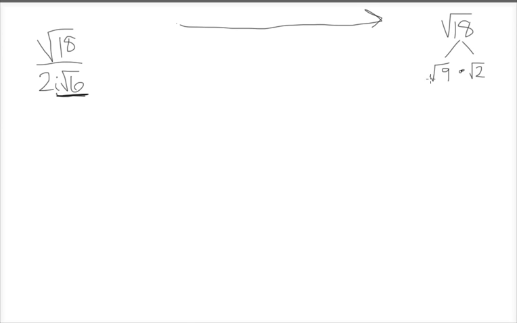The reason why we do that is because by using a perfect square, we're able to immediately get a whole number. So in this case, the square root of 9 is equal to 3. And then in this particular case, we have root 2 left over. So square root of 18 simplifies to 3 root 2. So let's write this down over here. Next line, so I have 3 root 2 all over 2i root 6.